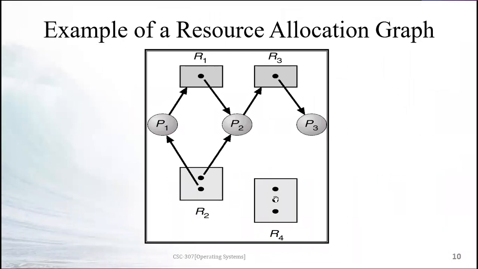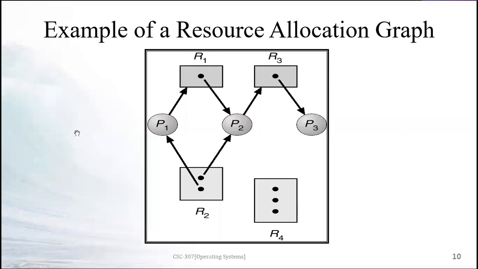What does this dot mean? A dot means the number of instances, like the number of printers you have. 3 means 3 printers. That means 3 processes can use the printer at the same time. 1 dot means 1 printer. That means 1 process can use it at a time. So this is about the dots.